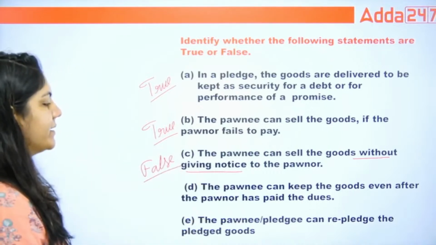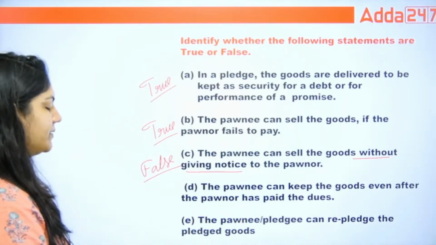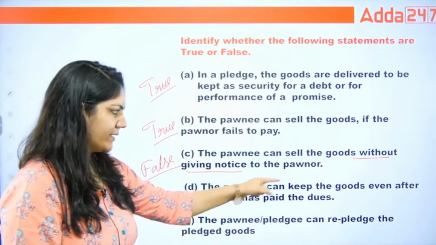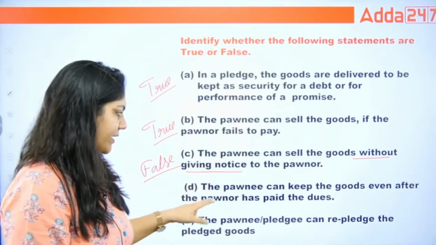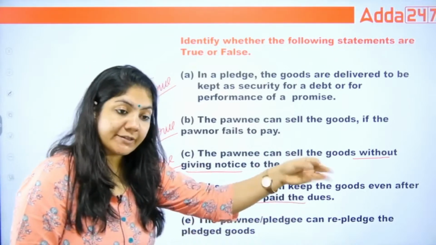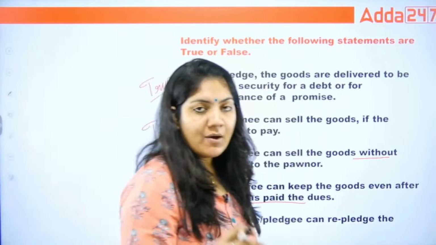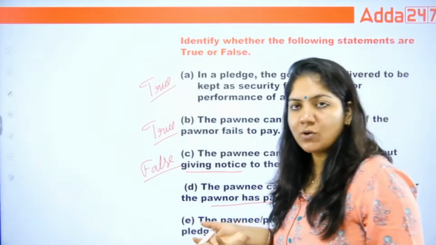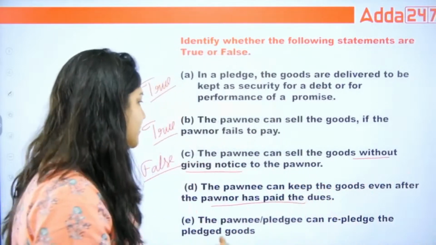The pawnee can keep the goods even after the pawner has paid the dues. If the pawner has already paid the dues, so why can the pawnee hold the goods? This is absolutely false.